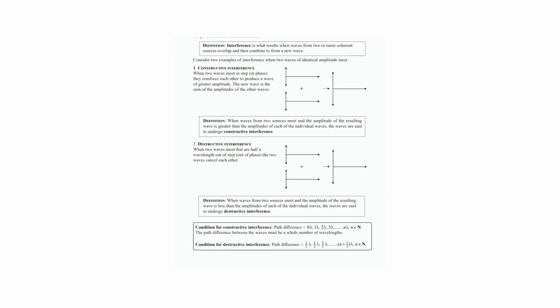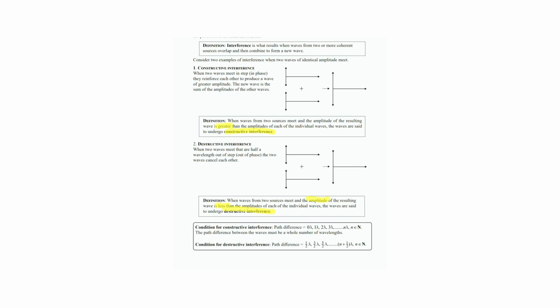These are definitions that I need to learn. There's no asterisk beside them. So what's my definition for constructive interference? Well, when waves from two sources meet and the amplitude of the resulting wave is greater than the amplitude of each of the individual waves, then we're talking about constructive interference. And what about the opposite one, destructive interference? When waves from two sources meet and the amplitude of the resulting wave is less than the amplitudes of each of the individual waves, then we're talking about destructive interference.